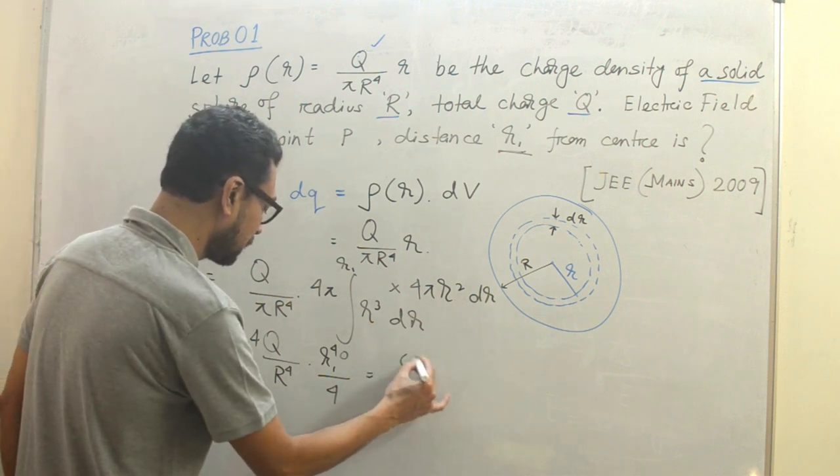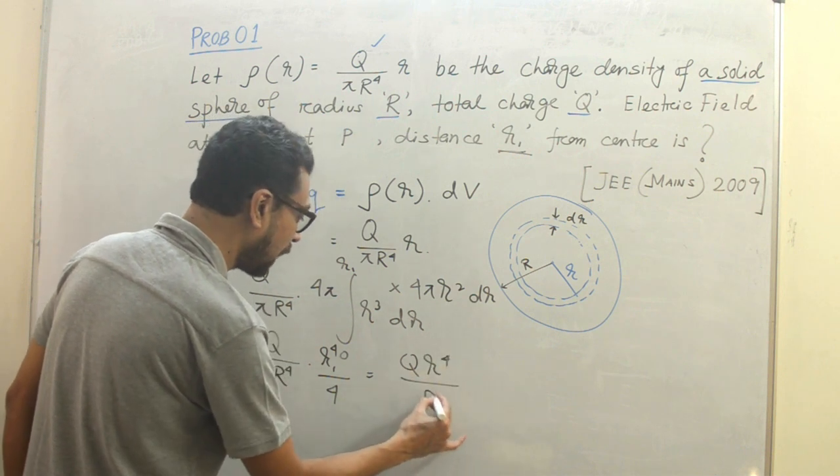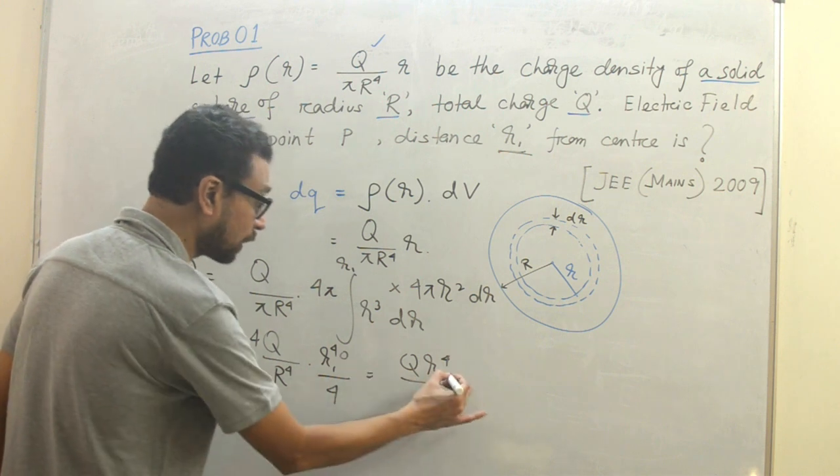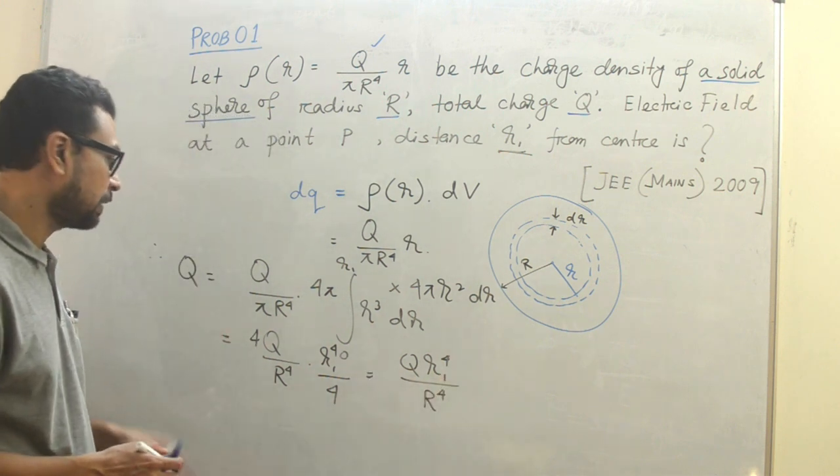So what is the final expression of the charge? It is q into r1 to the power 4 divided by capital R to the power 4. I'm sorry, this will be r1. Anyways, this is the expression we have derived. This is the total charge.